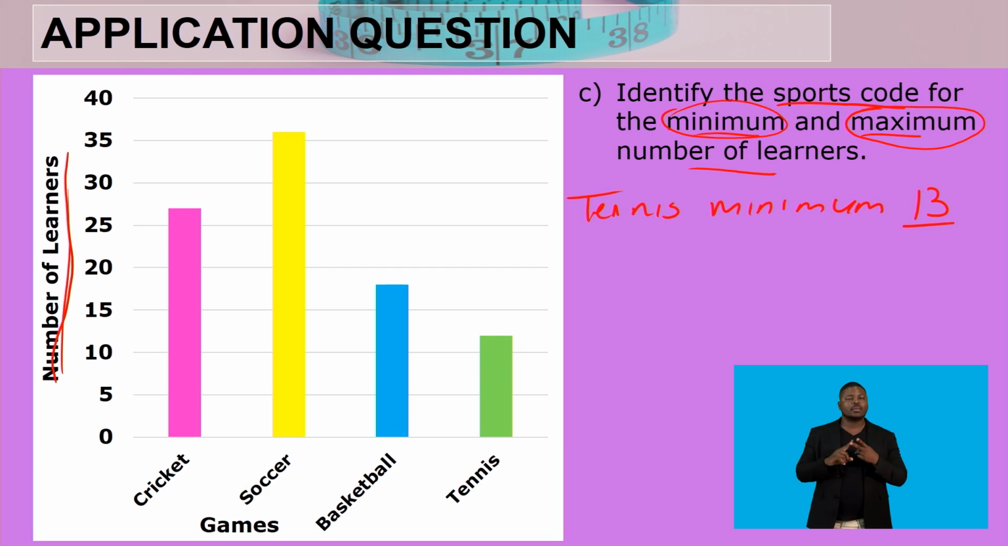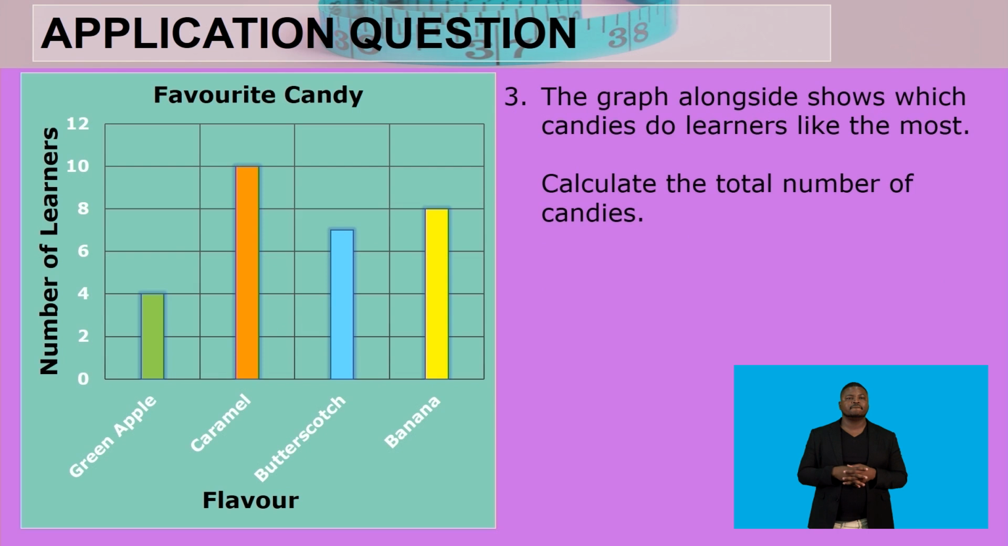Then the maximum: we check which sports code has the highest number of learners. We have soccer. It means most learners prefer soccer, which is our maximum sports code. How many learners? It is slightly above 35, which we can place at 36 learners. Then we move on to the next question.